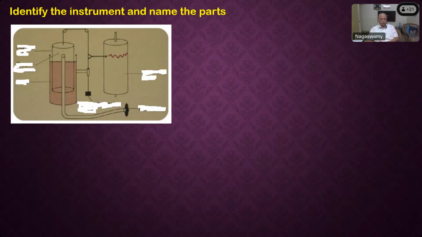What is it used for? I can tell you this is a drum, this is a pointer drawing the graph on the drum, and this is the mouthpiece. So I have given you the clue. Can you identify it?